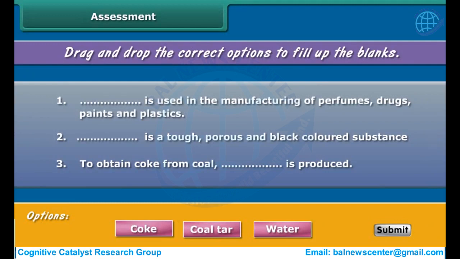Now it's time to have some fun. Drag and drop the correct options to fill up the blanks.